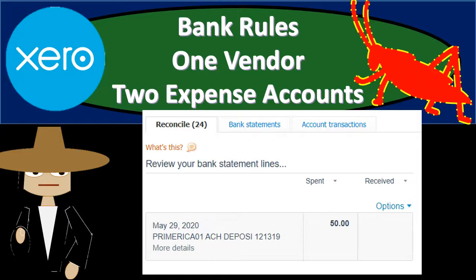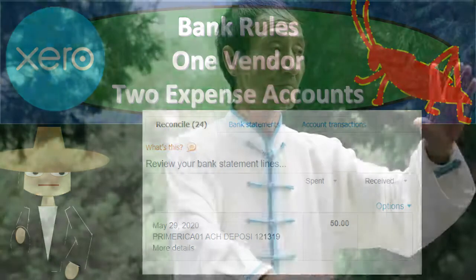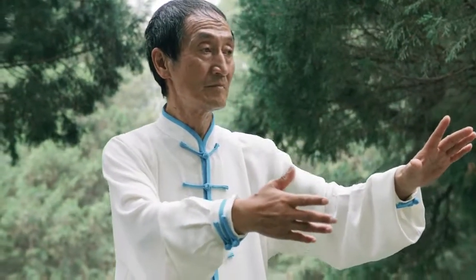We saw a similar kind of transaction with regards to the deposit, where we had one deposit that we could distinguish in some way, breaking out the transaction to two different revenue accounts. We're going to do a similar kind of process here, breaking out an expense, or decrease to the checking account, to two different expense accounts. Here we go with Xero.